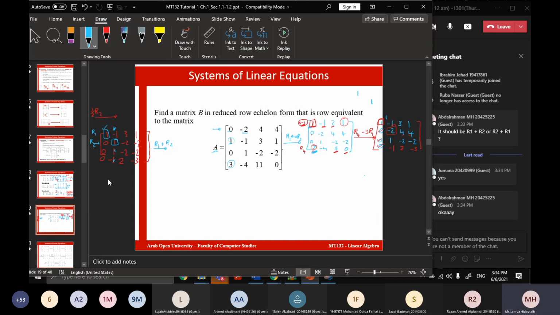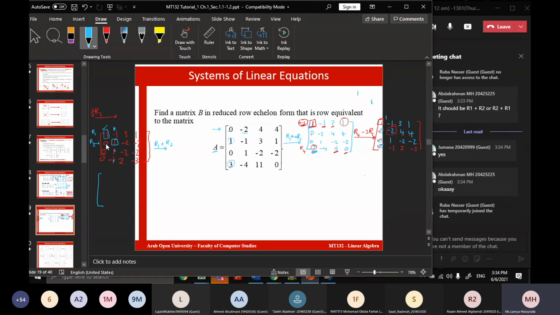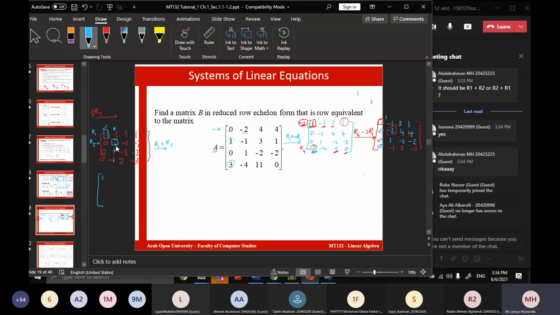Okay, so what is the matrix? Let me write it. It's going to be 1 plus 0 is 1, minus 1 plus 1 is 0, 3 minus 2 is 1, 1 minus 2 is minus 1. Correct?